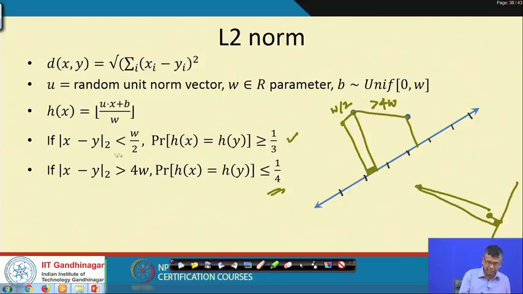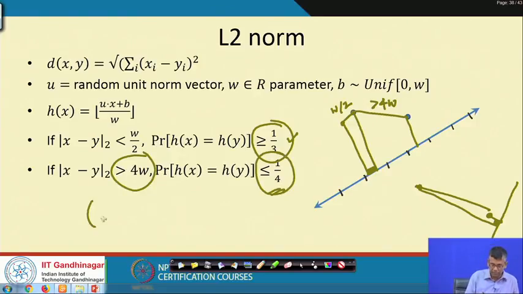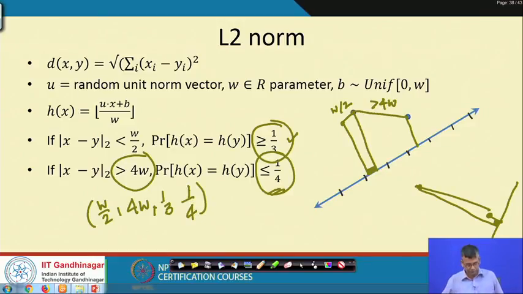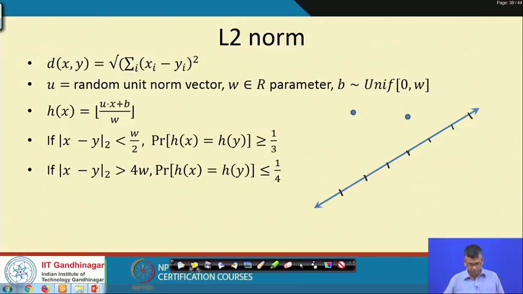And so, we can make statements that say that if the distance is less than w by 2, then the probability of collision is at least 1/3. If the distance is more than, let us say, 4w, then the probability of collision is at most 1/3, which means that we have a hash function that is a (w/2, 4w, 1/3, 1/4) LSH according to our previous definition.